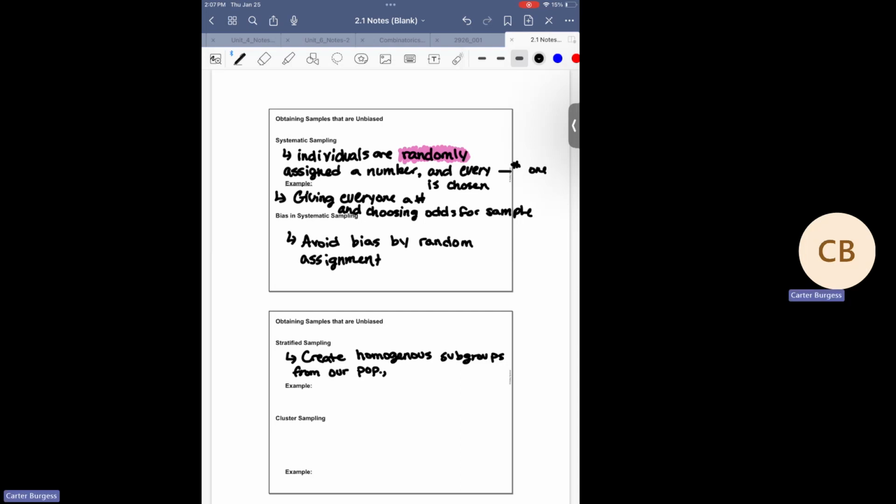All right. So creating homogeneous subgroups from our population and then taking an SRS of each subgroup. And SRS is again just our way of saying simple random sample. And it deals with the bias ahead of time. I no longer have to worry about having my random sample have too many of one particular type of demographic.